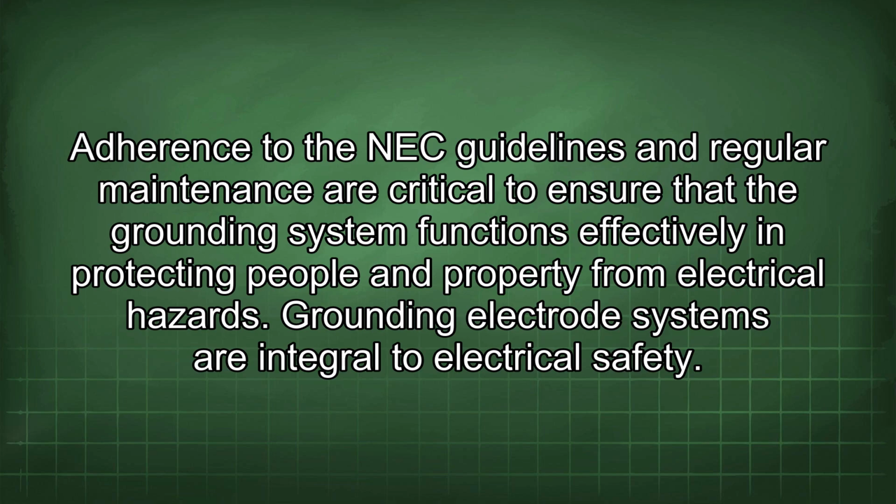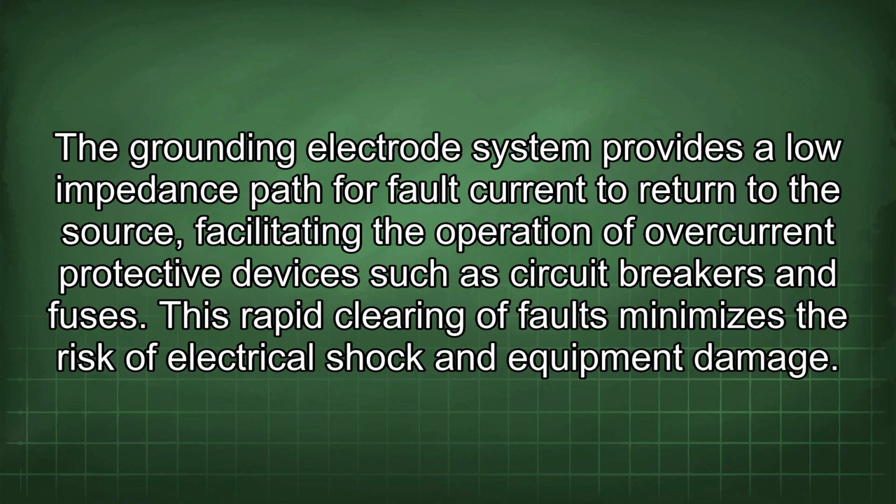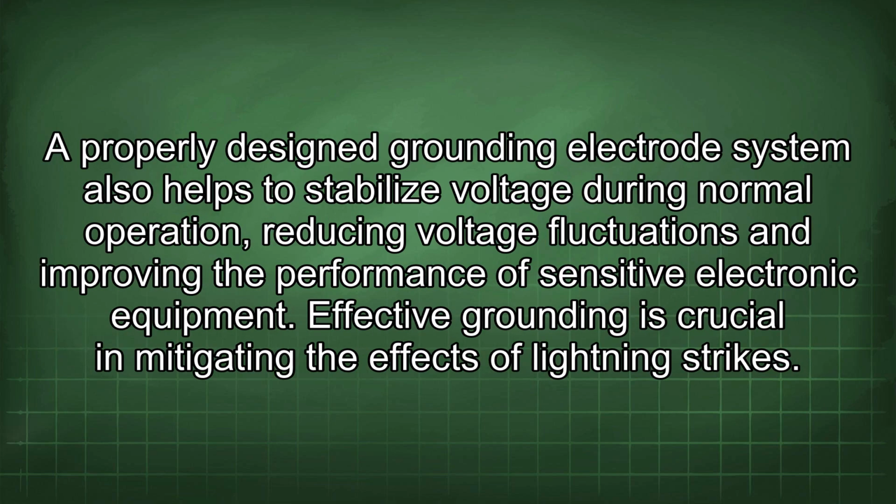Grounding electrode systems are integral to electrical safety. The grounding electrode system provides a low impedance path for fault current to return to the source, facilitating the operation of overcurrent protective devices such as circuit breakers and fuses. This rapid clearing of faults minimizes the risk of electrical shock and equipment damage. A properly designed grounding electrode system also helps to stabilize voltage during normal operation, reducing voltage fluctuations and improving the performance of sensitive electronic equipment.